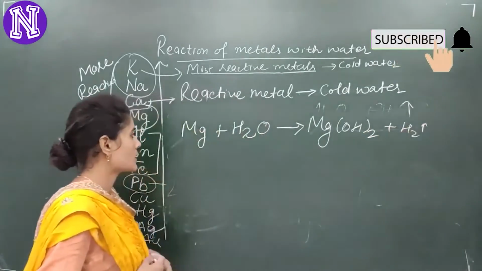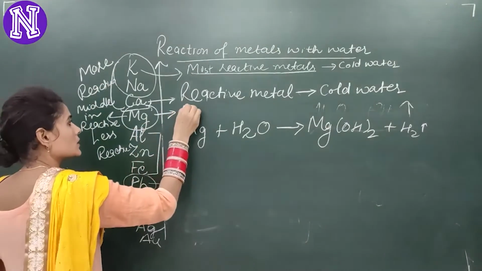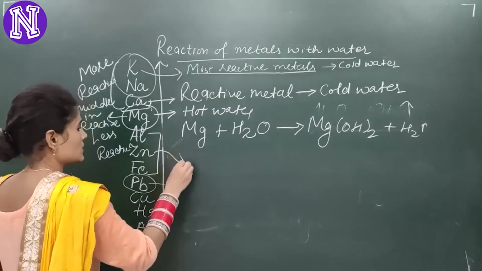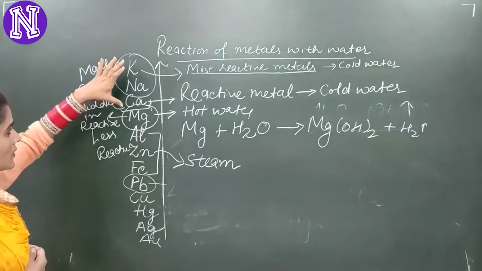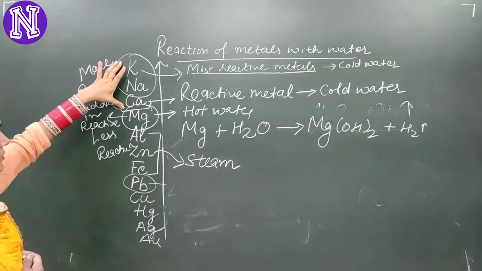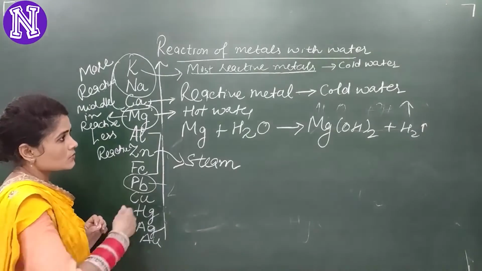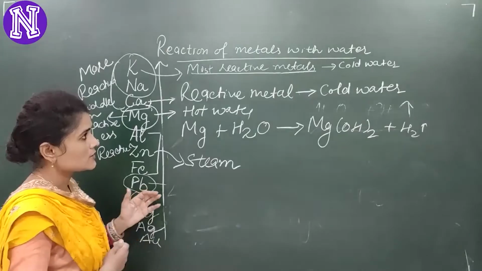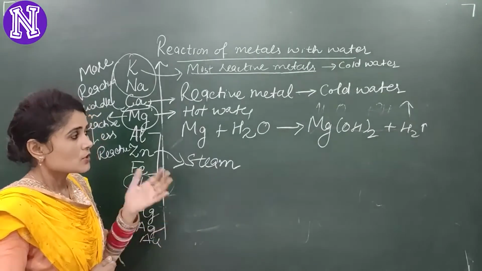So students, these are the reactions of metals with the water. Magnesium reacts with the hot water. These metals react with the steam. The upper three metals react with the cold water. These three metals react with the cold water, this one with the hot water, these with the steam. So this is what we discussed regarding the metals and the reactivity of metals with the water.